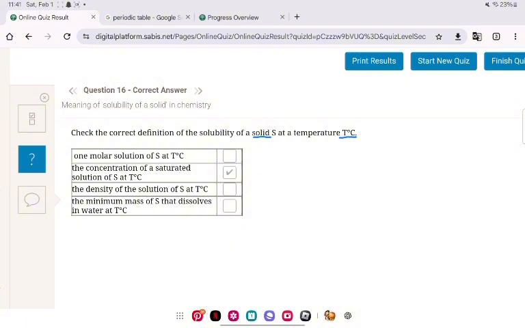Basically what I mean is, let's say you have a beaker with water and you have salt, and you keep adding salt, you keep adding salt, it's going to keep dissolving until it reaches a certain point. Let's say you're in room temperature and you keep adding, at some point at that room temperature, the solid, which is the salt, is going to stop dissolving. So that's what they mean by this. So the answer is the concentration of a saturated solution of S at T Celsius.